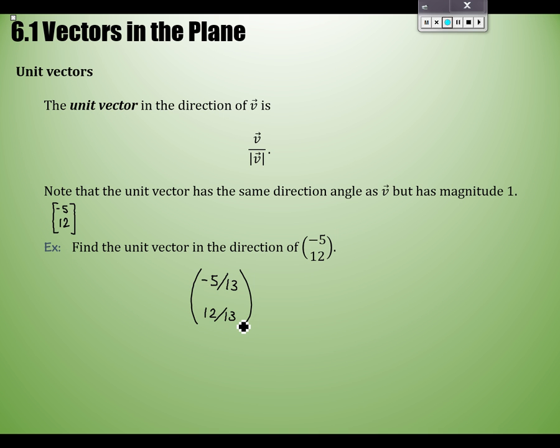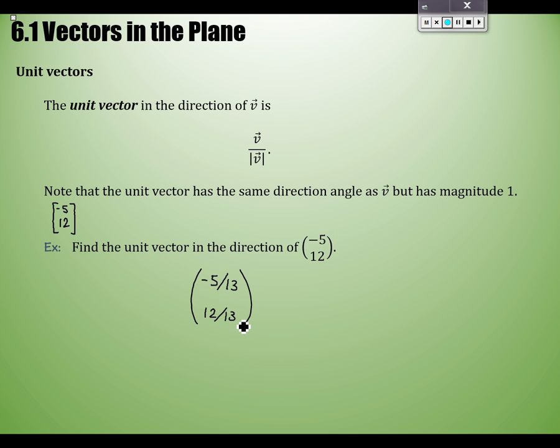Certainly it's still in the same direction, right? Because all we did was multiply by a scalar. All we did was multiply by a number, 1/13. So it still points in exactly the same direction, and yet it's only 1 unit long. If you don't believe us that it is 1 unit long, you can check the magnitude of our new vector, right? The square root of (-5/13) squared plus (12/13) squared, and see that it's 1. It'll come out to be 1. So I think we did it.